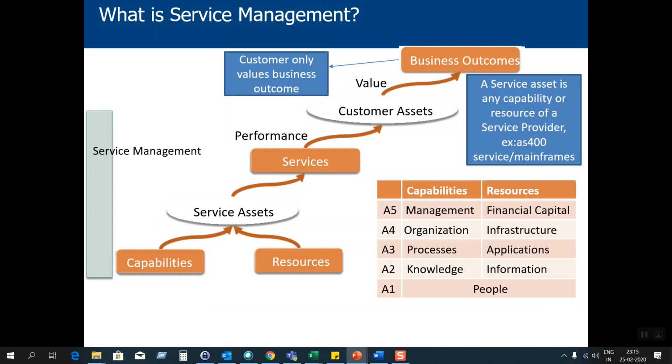What is service management? Here there are two important sections. To understand service management, first you need to understand what a service asset is. As you can see, there are two sections in the slide: resources and capabilities. And people are categorized in both sections, people in resources and people in capabilities.